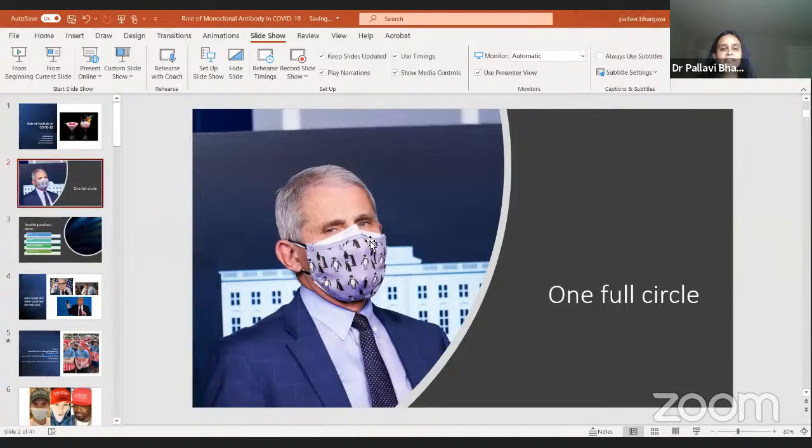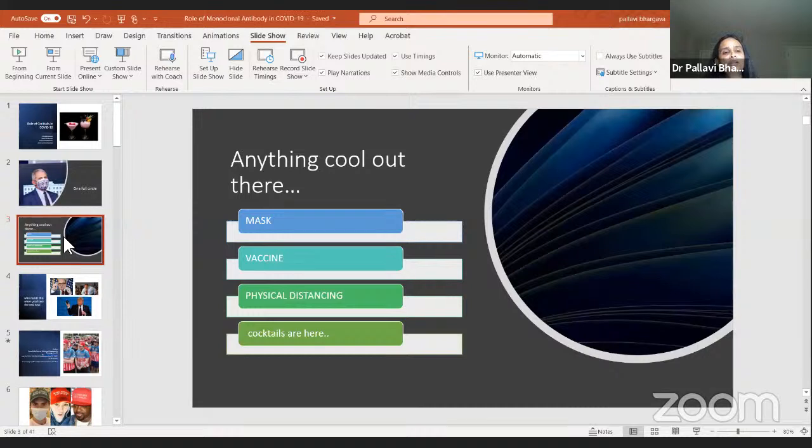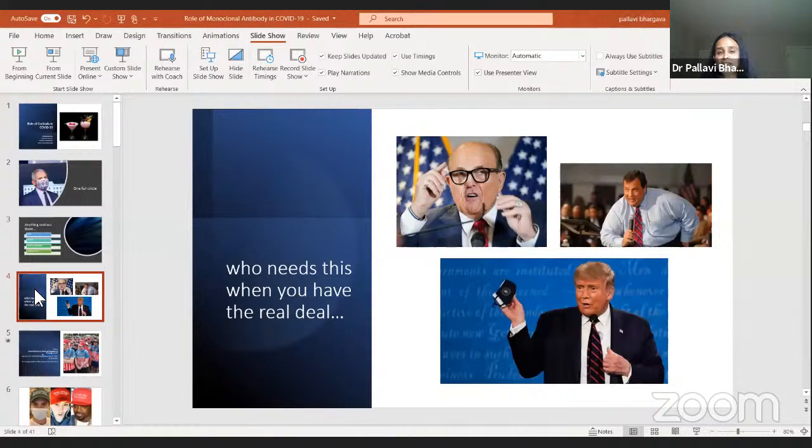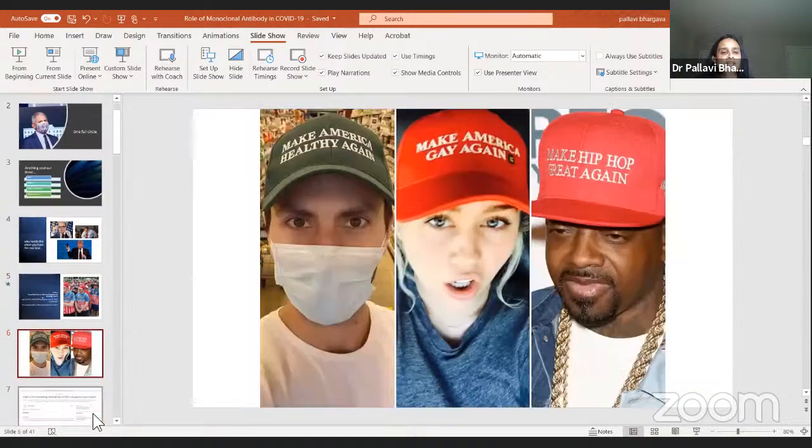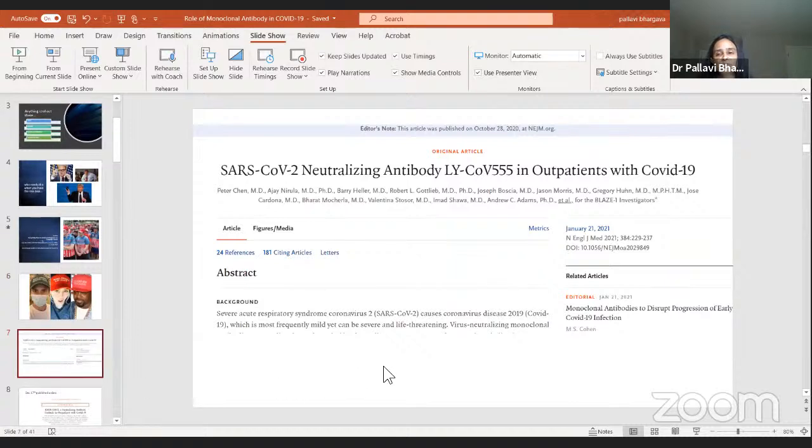So we have all seen this face over the last one year, and I guess heard him talk about this ad nauseam: mask, social distancing, and vaccine. But there are people out there, I don't want to take any names, who would rather be adventurous, and mask is not for them, or physical distancing, or vaccine. And was there anything on the horizon for them and their ever-Trumper followers? And it so happened that the timing was just right.